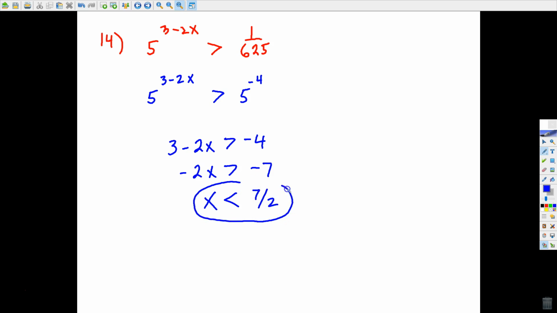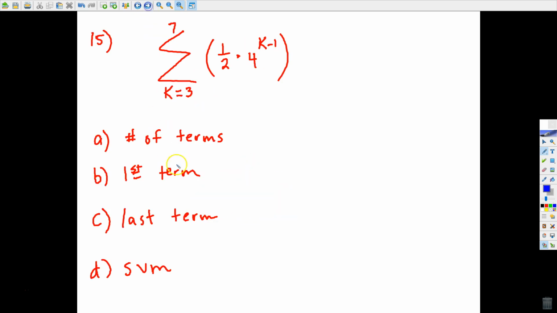That's my answer for 14. All right, number 15 involves summation or sigma notation. This is the capital letter sigma. When you see that in math going forward, you'll know it stands for the sum of. And what this means is this represents a way to come up with the terms of a series. And this means let's add up all the terms in this series.